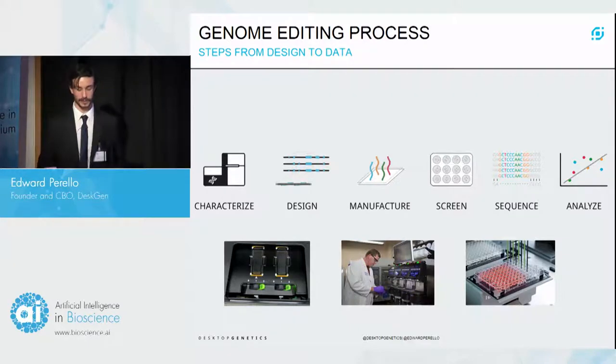So the process itself, briefly: characterize the cells at the beginning, ideally pull that sequence in, run your design package, have a final list of guides that you want to use to interrogate your targets, manufacture those, and that can be through a number of options, which I'll show you shortly, run your screen, sequence the results at various time points, and then analyze the subsequent data.